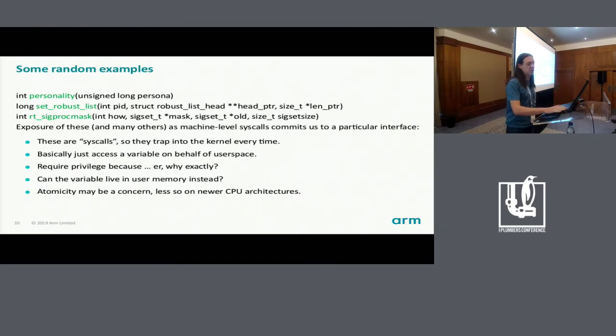Sometimes there are other concerns. For example, there may be an expectation that the whole call is atomic. Newer architectures provide some ways of ensuring that which didn't necessarily exist when these interfaces were invented. So sometimes things that couldn't have executed in user space when they were originally introduced might be more feasible to do now.